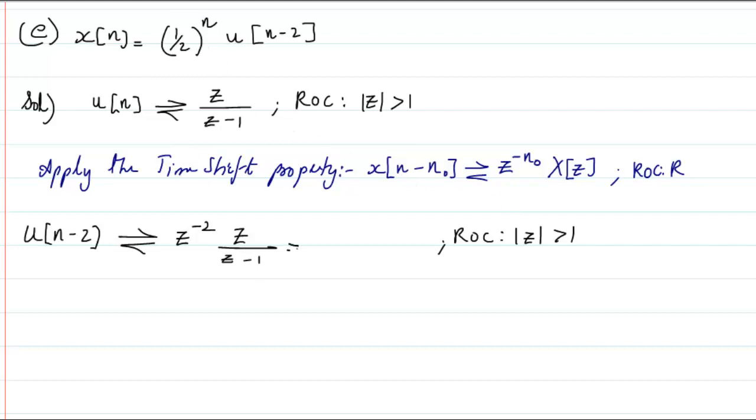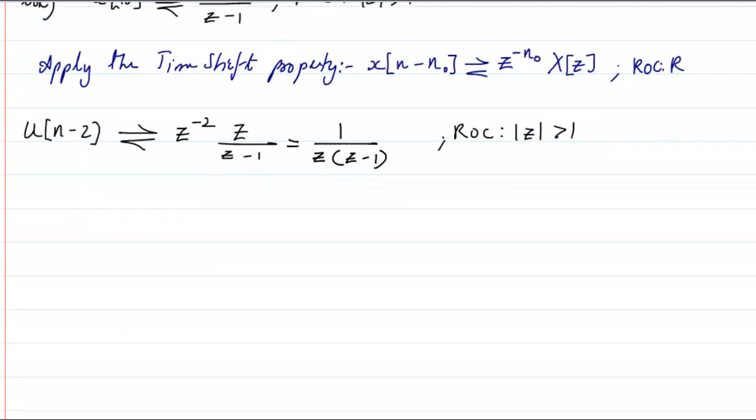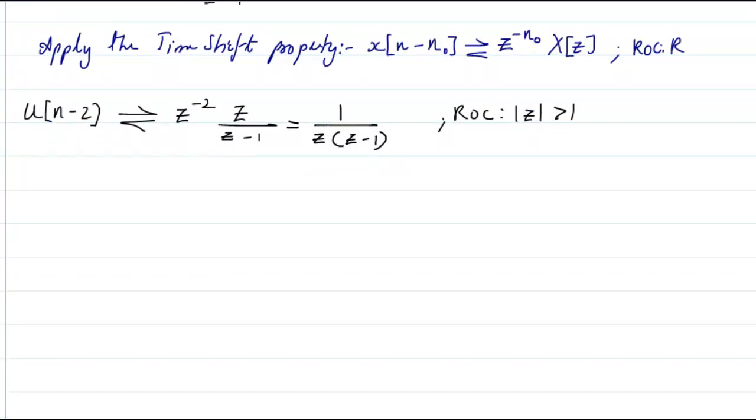Let us reduce this one. This one is going to be 1 divided by z into z minus 1. Am I correct? Next, we apply the multiplication by exponential sequence.